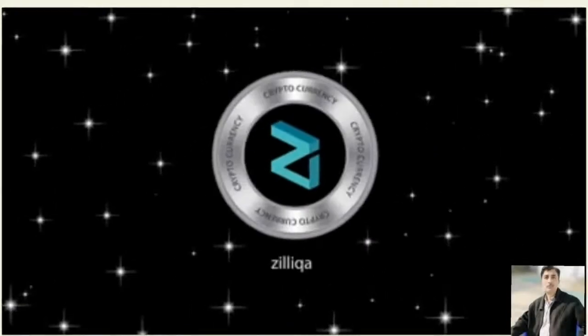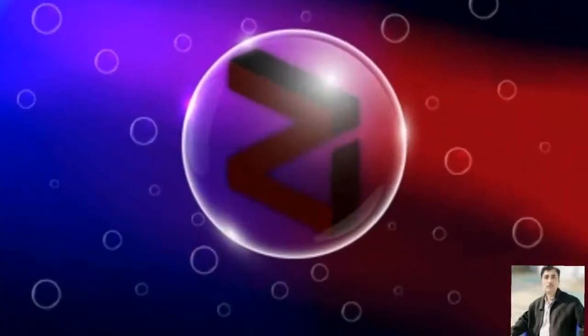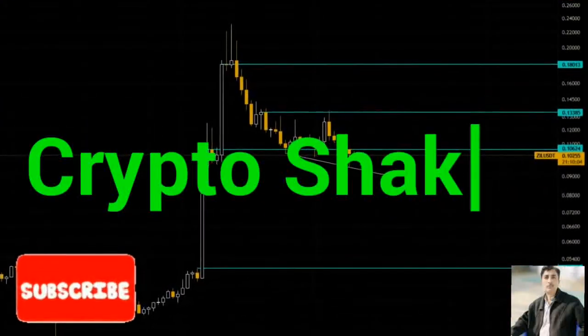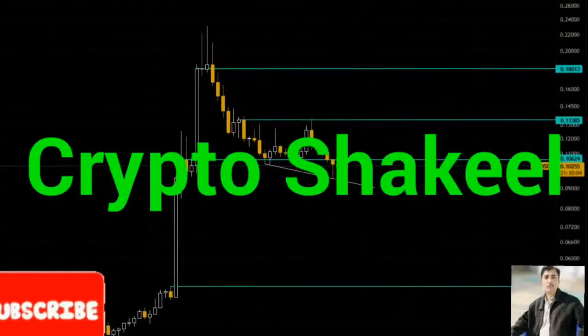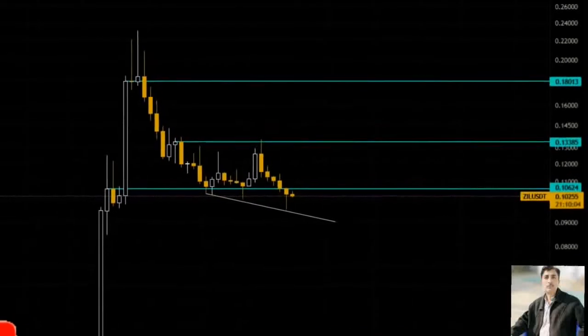Recovery above $0.106 could allow ZIL to retest the range's upper limit at $0.133. A daily candlestick close below $0.097 will invalidate the bullish thesis. Zilliqa price shows an interesting recovery after the recent sell-off.